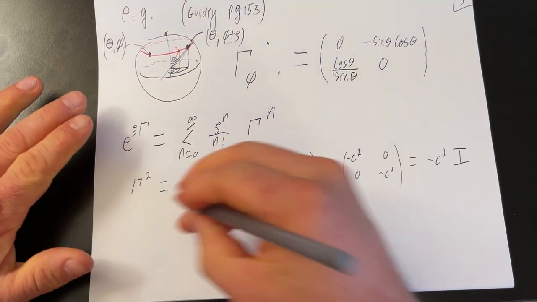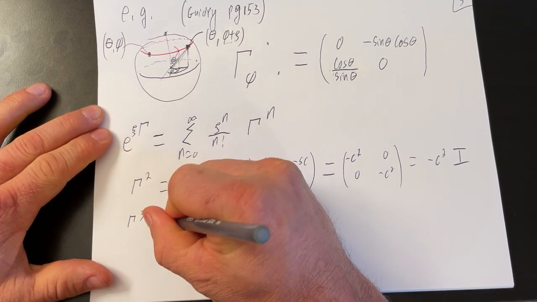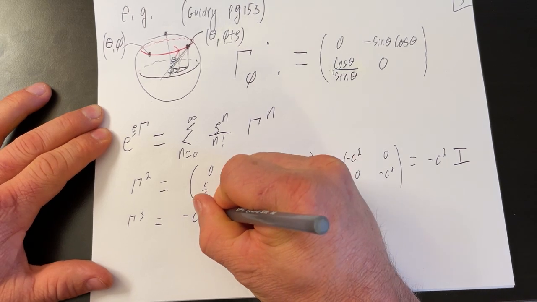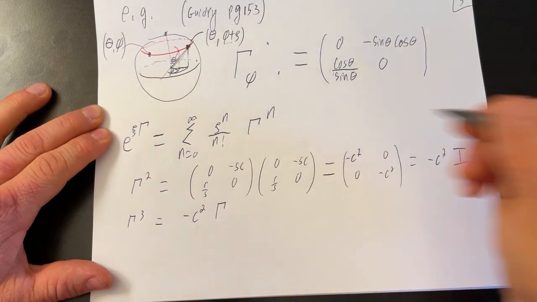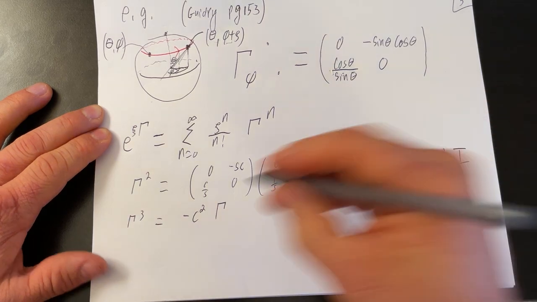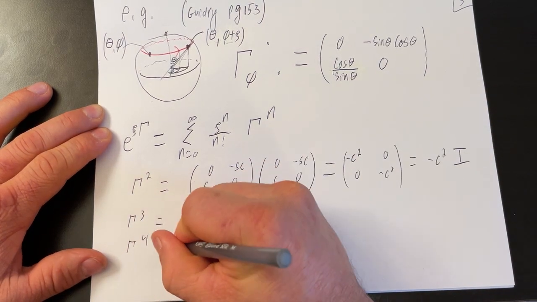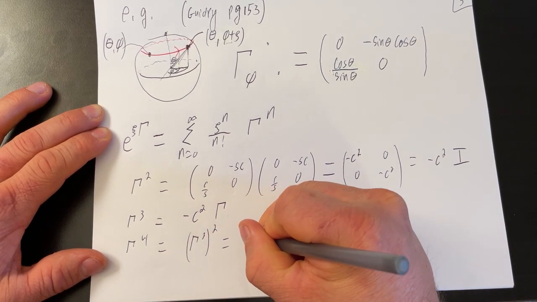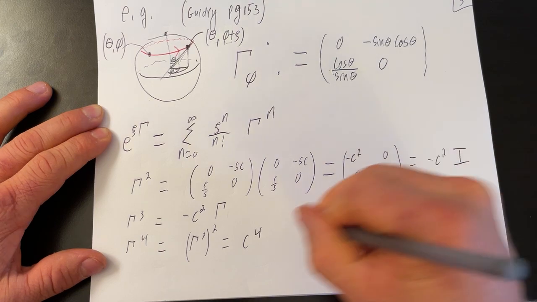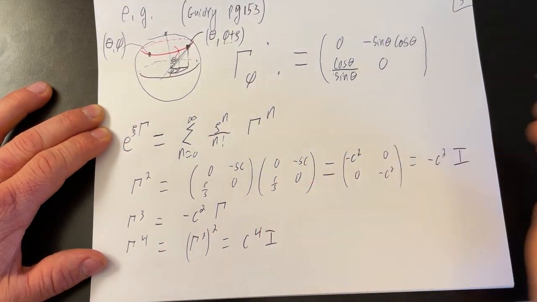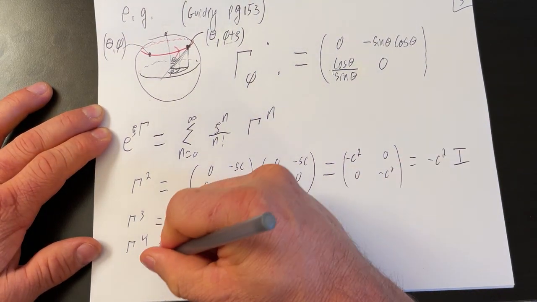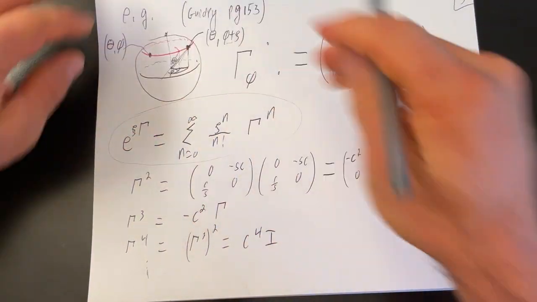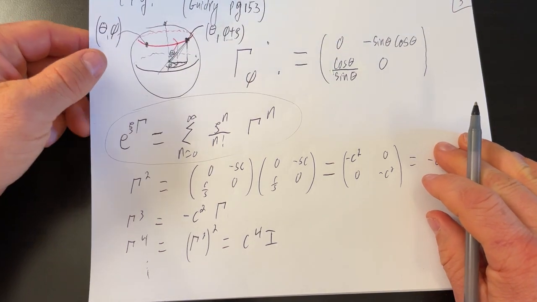Interestingly then, we have that gamma to the third power is negative cosine squared times gamma. And gamma to the fourth power is gamma squared squared. That's cosine to the fourth power times the identity matrix, right? Just the square of that guy. And the rest of these guys are pretty easy to compute. So let's move to another page and talk about what that exponentiation is.